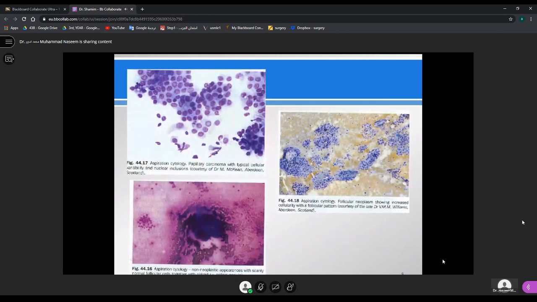These are some different pictures that we see histologically. The first one is papillary carcinoma. In the second one, you can see cells are buried in abundant colloid material. This is a case of colloid goiter. As on the right side, the third one is a pattern showing follicular neoplasm.